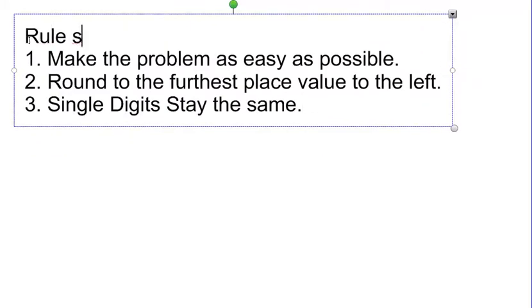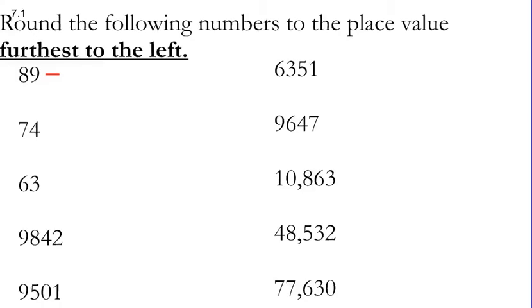Rules for estimation. So let's put it in play. So 89, again, I'm looking furthest to the left. So 89 will magically become 90. 74 becomes 70. 63 becomes 60.